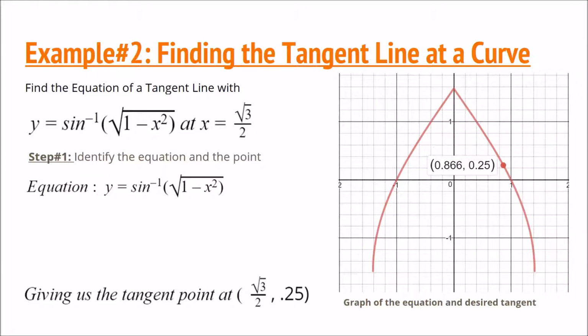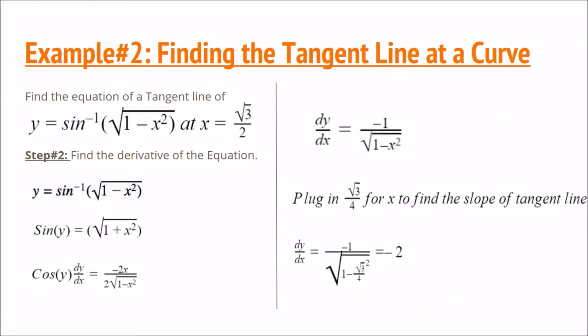The next step is to find the derivative of the function, which gives us cosine y multiplied by dy divided by dx equaling -x divided by the root of 1 subtracted by x squared. Because cosine y equals x, that leaves us with dy divided by dx equaling -1 divided by the root of 1 minus x squared.